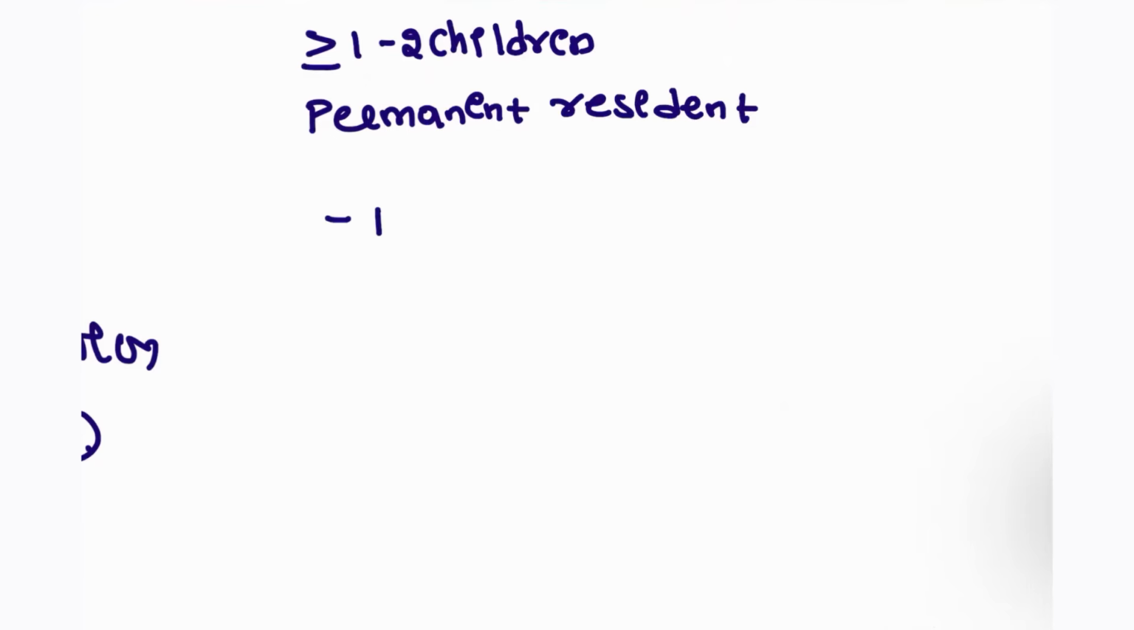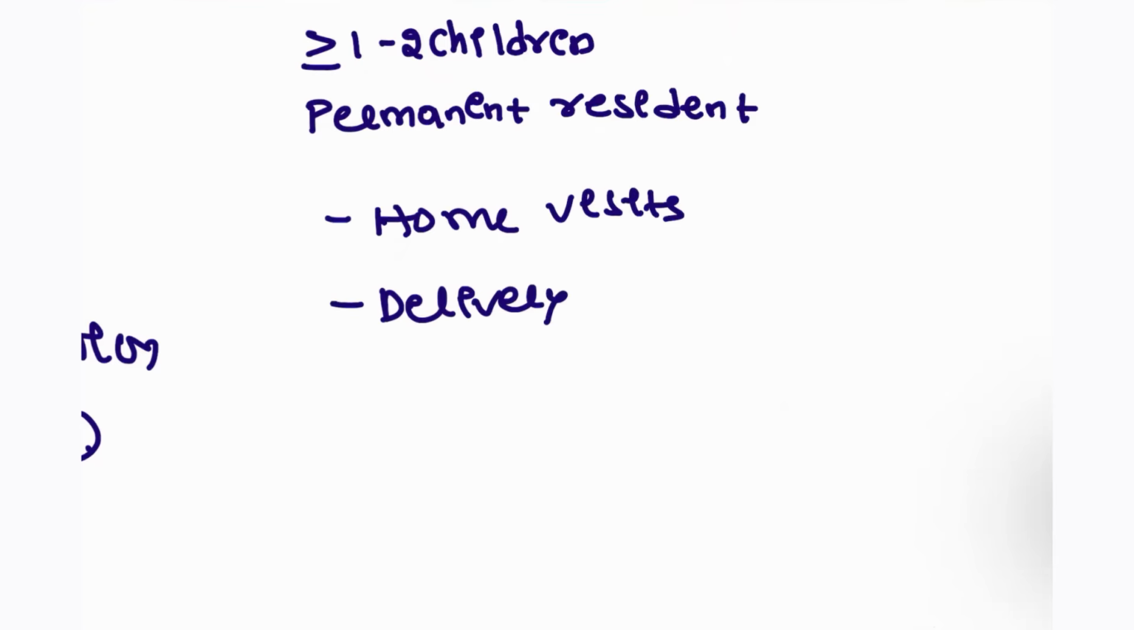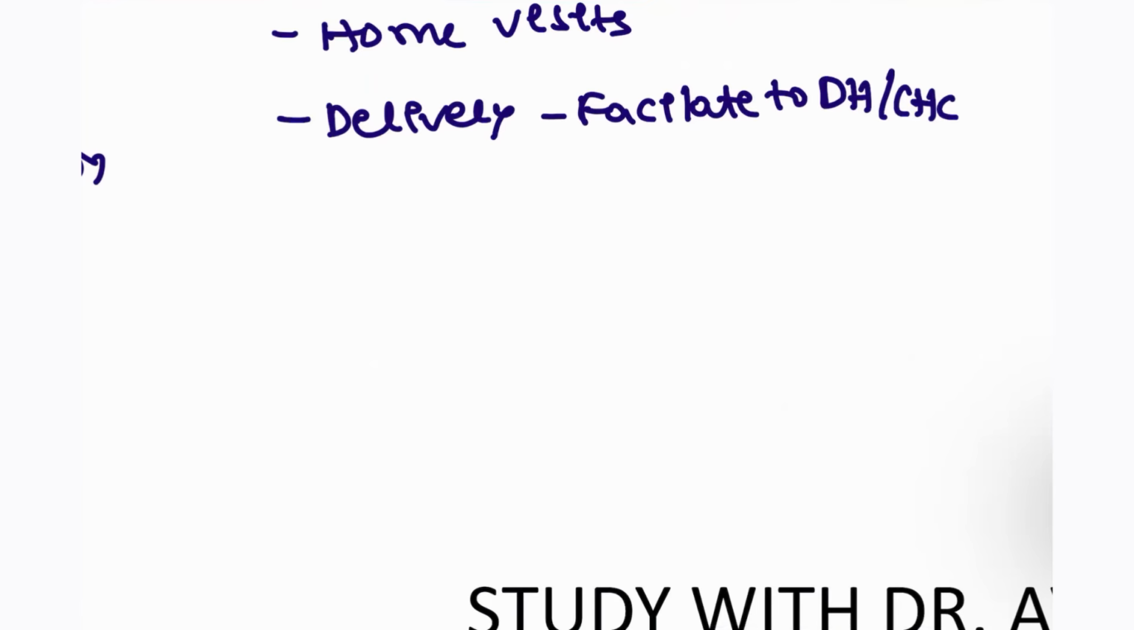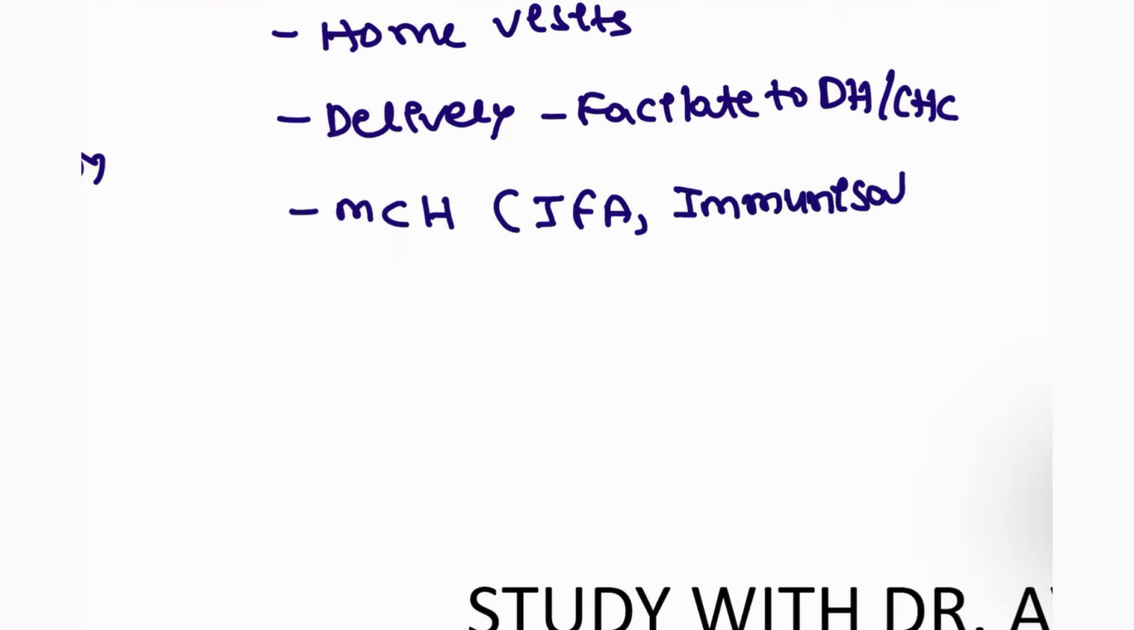What are the purposes she will do? Home visit and delivery. She cannot do the delivery, but she can assist or facilitate. In good words, she can facilitate the patients to the district hospital or the community health centers for the delivery. Next, mother and child health care, like she can give iron folic acid and immunizations as needed, antenatal visits. She can also go for that.